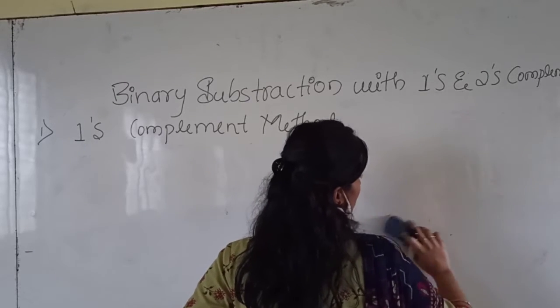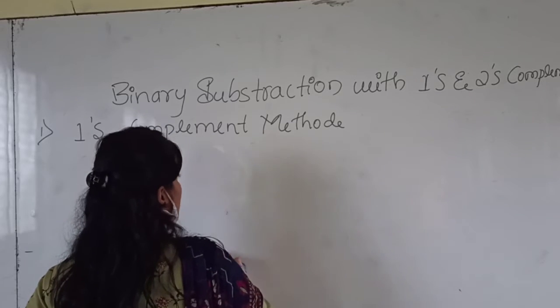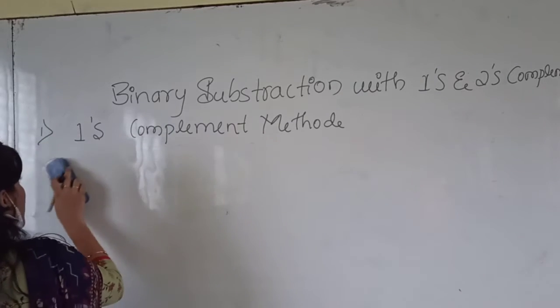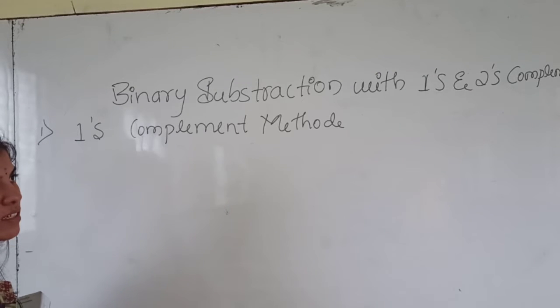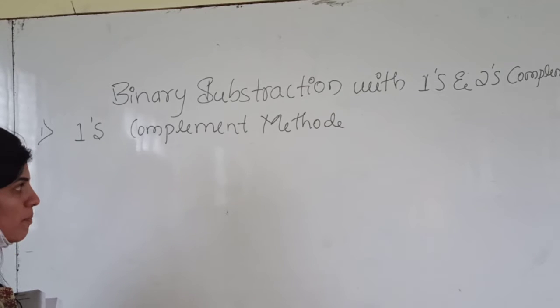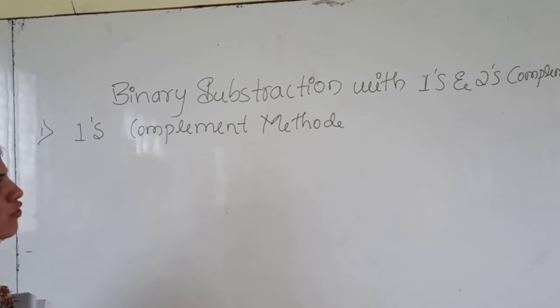In the first case, the minuend is greater than the subtrahend, so a carry will be generated after adding, and then the carry is added again at the LSB to get the final answer. In the second case, the minuend is less than the subtrahend, which means a carry will not be generated, and you just recomplement that number to get the final answer.